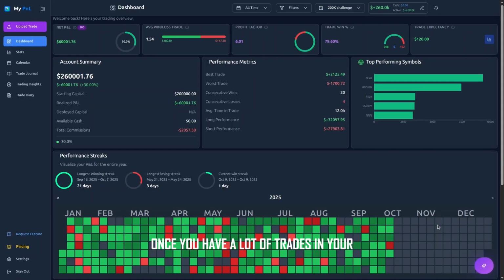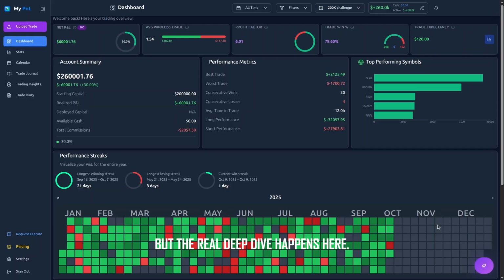Once you have a lot of trades in your journal, finding the right ones to analyze is the key. That's where these powerful advanced filters come in. On one screen, you have your quick filters, perfect for instantly isolating performance for this week, this month, or any other standard time frame with a single click.